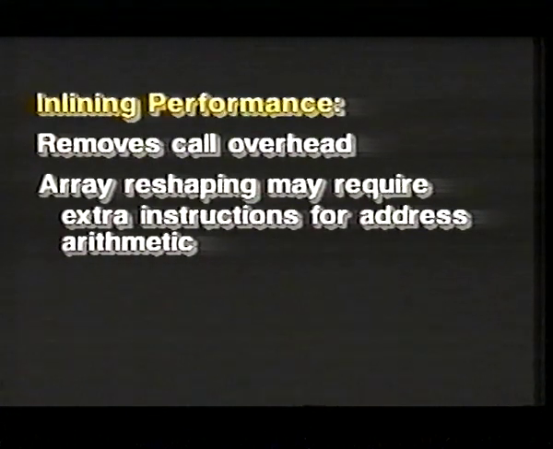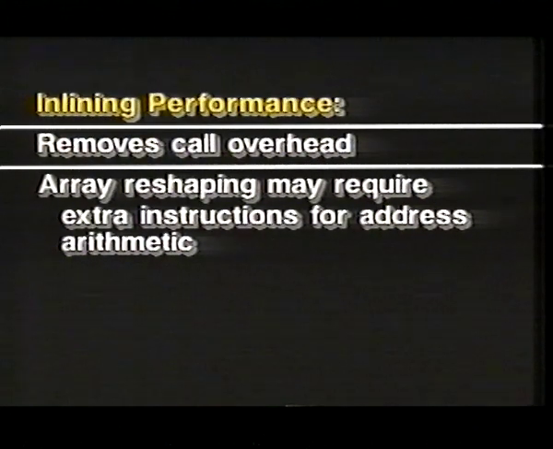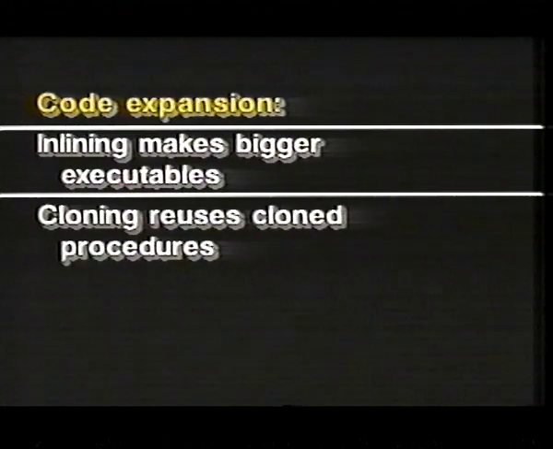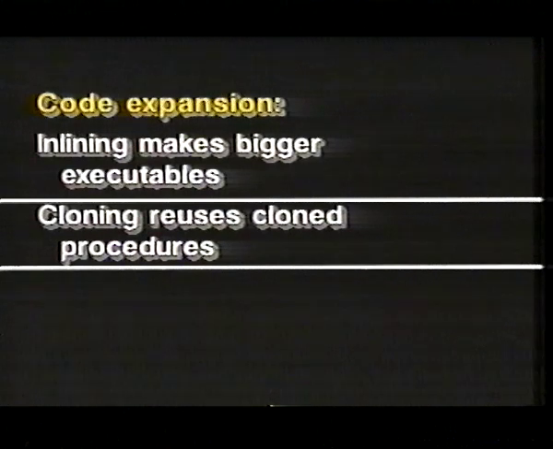Inlining increases performance by removing procedure call overhead. It doesn't always improve performance, however, because array argument reshaping may require extra instructions for address arithmetic, and because pathological coding styles may cause the compiler's register allocator to work suboptimally. Constant propagation never removes call overhead, but it is also less likely to cause a negative effect on performance. Inlining causes executable programs to become bigger. Cloning can also cause executables to become bigger, but not as much as inlining, since the compiler will reuse cloned procedures when the same constants are propagated at different call sites.